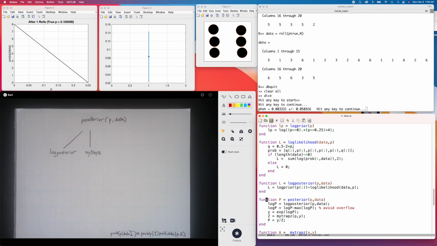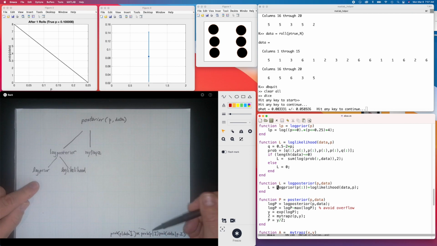Okay, so now we should go back and look at what log posterior does. It's easy, it's just up here. Log posterior computes the logarithm of the posterior. It just takes the log of this expression over here. It takes the log of the prior, so it calls log prior, and it also calls log likelihood. Log prior is this one, the log of this one, and log likelihood is the log of this one.